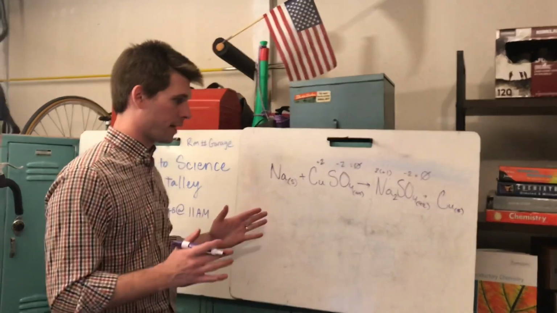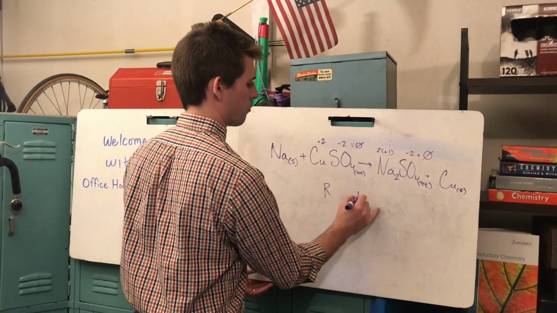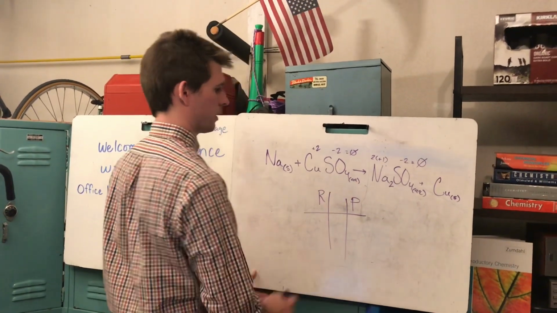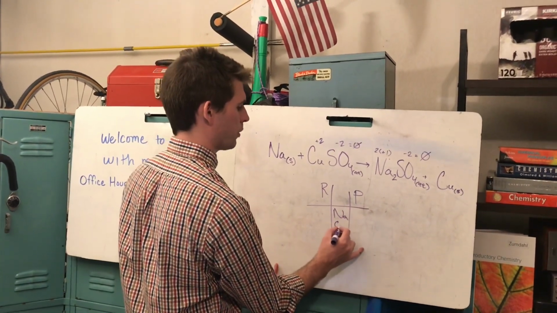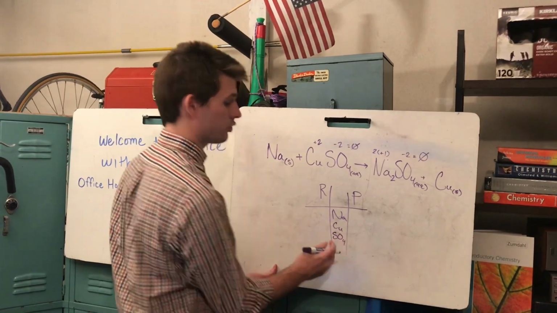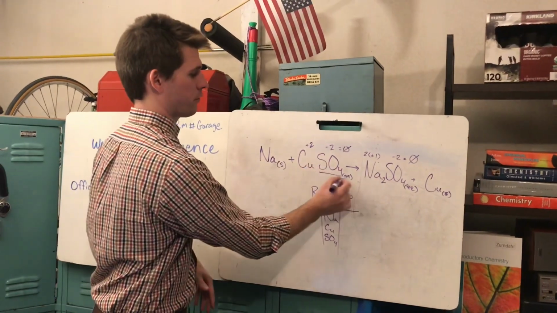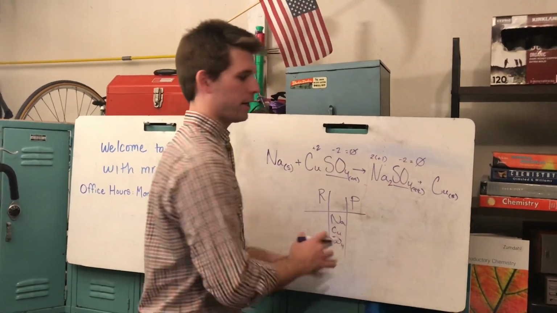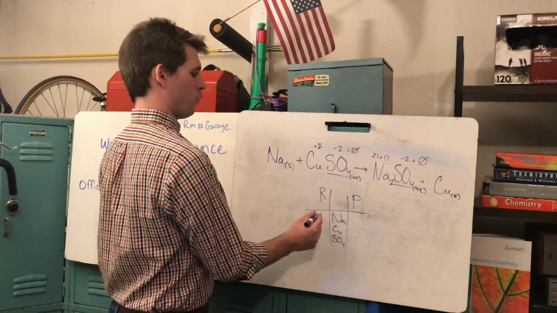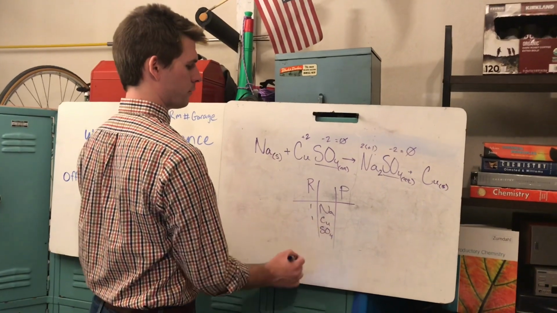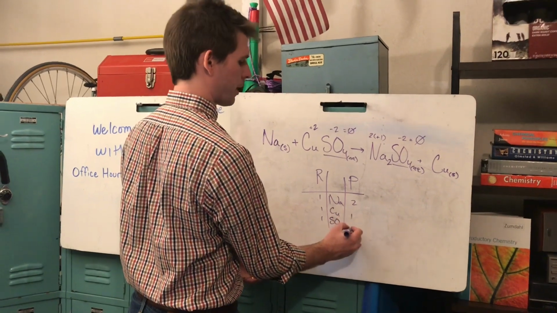Okay, we gotta balance this guy. So let's do our reactant product table. Okay, reactants on the left, products on the right. We have sodium, we have copper, and we have sulfate. I'm treating sulfate as one compound, one chunk, because we have sulfate on the left and sulfate on the right, and they're not split up or messed up, so it's acting like one element. We have 1 sodium here, 1 copper, and 1 sulfate. And on the right side, we have 2 sodiums, 1 copper, and 1 sulfate.